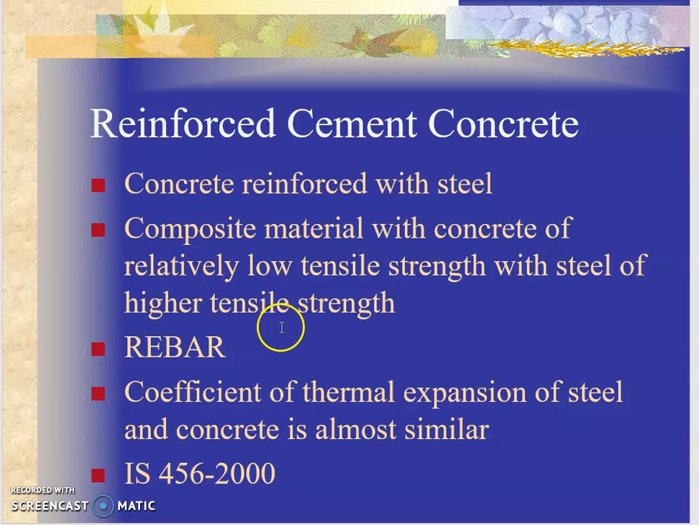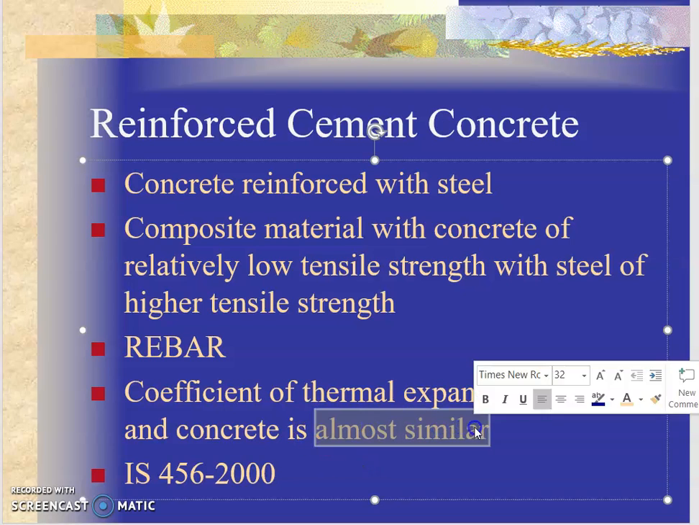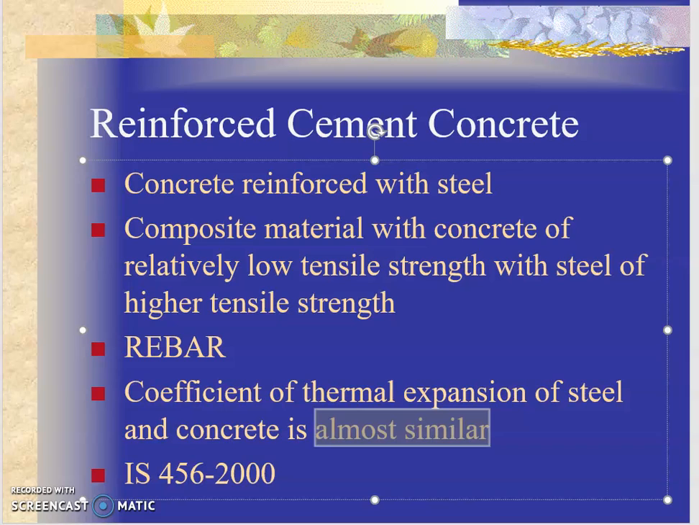Then how can we use something like this? How can such a material be used for building construction? Why can we use this? Because the thermal coefficient of expansion of steel and concrete is almost similar. That's the reason we go for this. Okay, concrete will not expand at a different rate in comparison with steel. That is the reason we can combine them. Okay. Also, they are complementing each other in terms of properties. The steel that is used for reinforcement is called rebar, reinforcement bar.